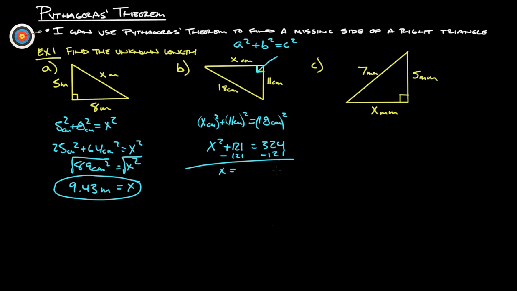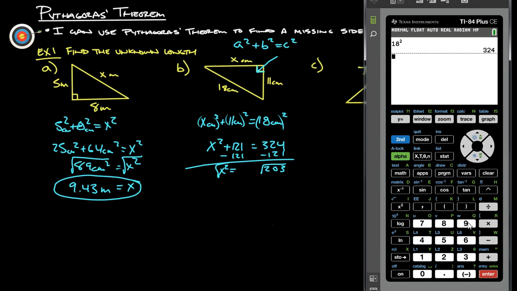Right? And we get x equals 203. And the problem is that's not just x, that's x squared, so we have to square root both of those. Right? So let's just do this, minus 121. There's our 203, and now we're going to square root that answer.